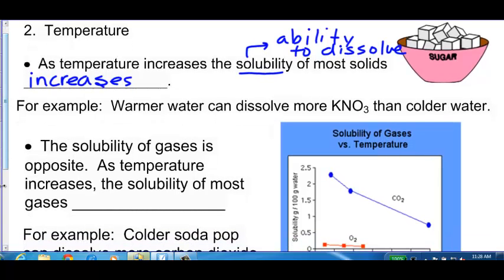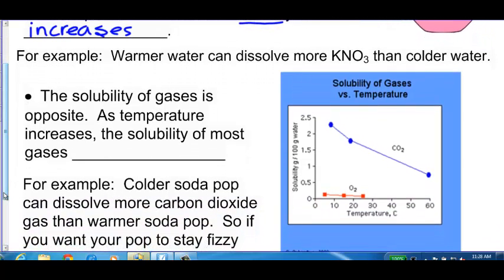However, for gases, it's opposite, and this is super important. Gases are not more soluble in hot water. They are less soluble in hot water. As the temperature of a solution increases, the solubility of the gas will actually decrease. So you can dissolve more gas in cold water, like oxygen gas, like for fish, than you can in hot water.